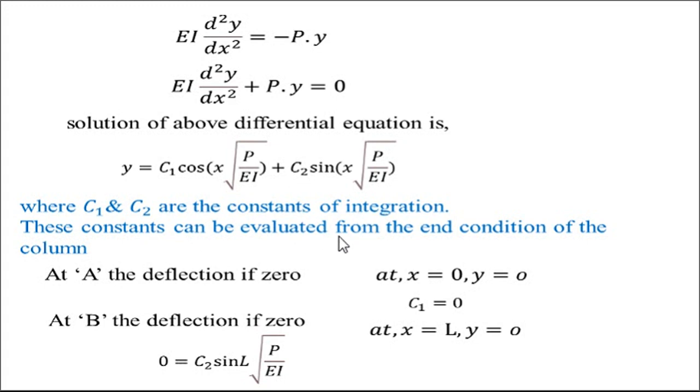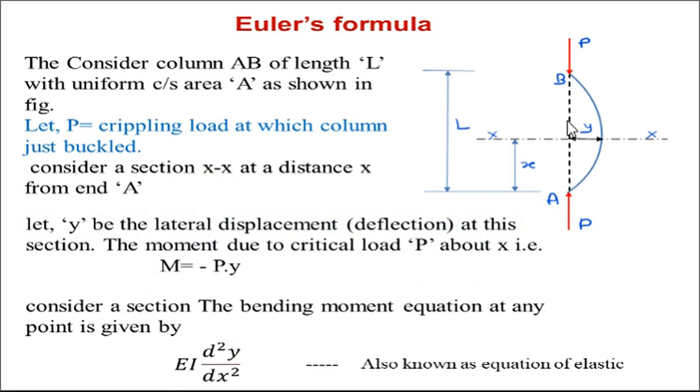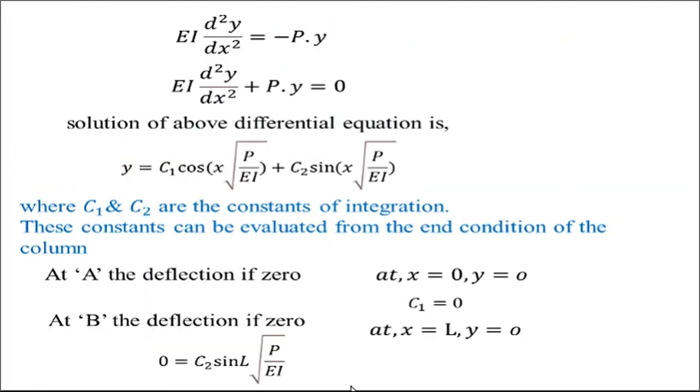These constants can be evaluated from the end conditions of the column. We already know that this formula is derived assuming that the ends are hinged supports. From that assumption we have derived this Euler's formula. From the figure you can see that at A and at B the deflection value is 0. So if at A the deflection is 0, then x is 0 and y is also 0, and automatically C1 is equal to 0, right?